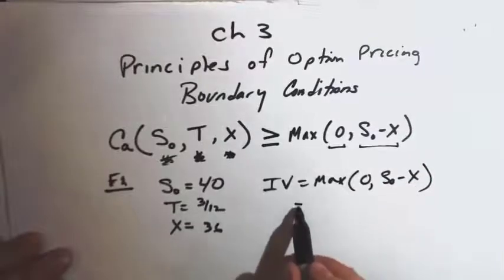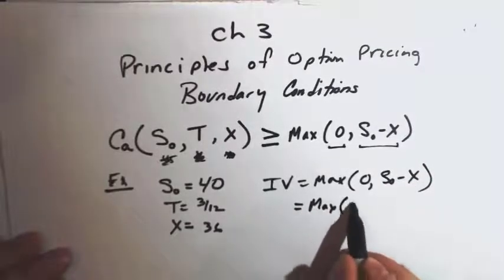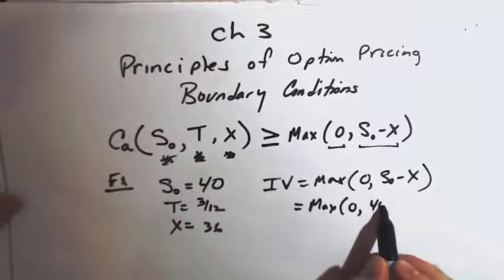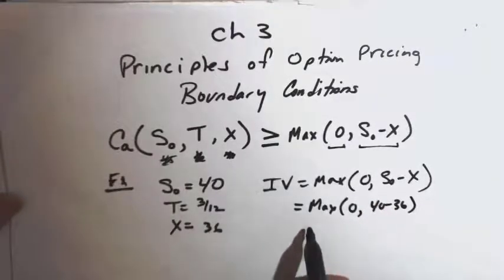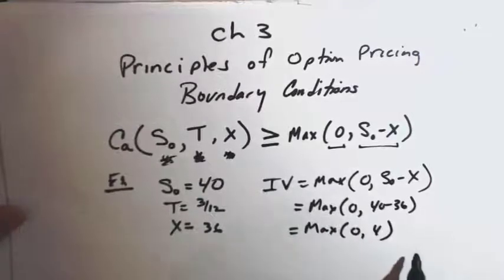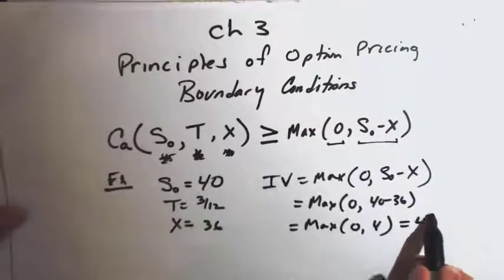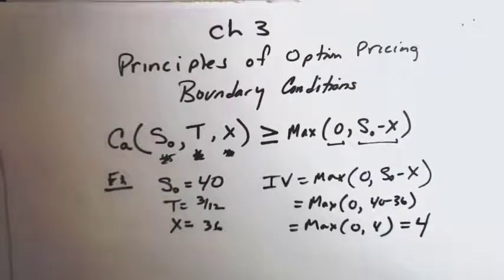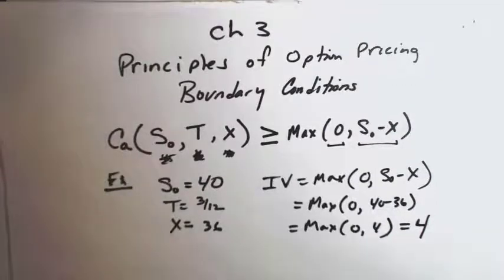So let's plug the numbers in. So it's the maximum of 0 or 40 minus 36. And that means it's the maximum of 0 or 4. So what's greater? The maximum of 0 or 4 is 4. That's because we're in the money by $4. So this option is intrinsically worth $4.